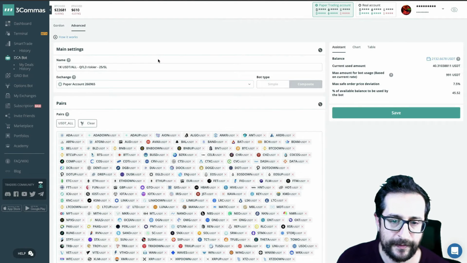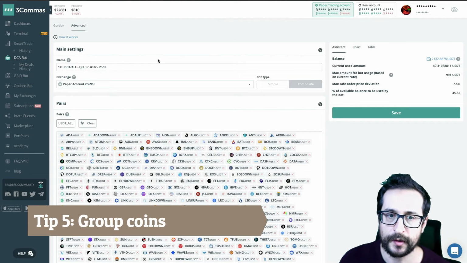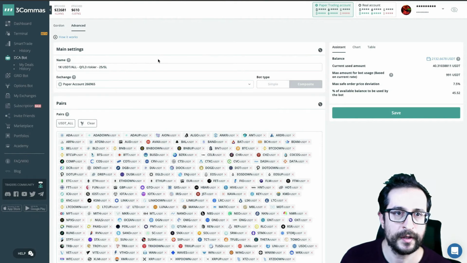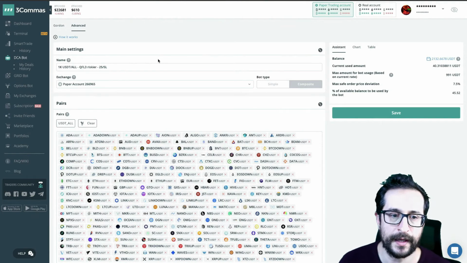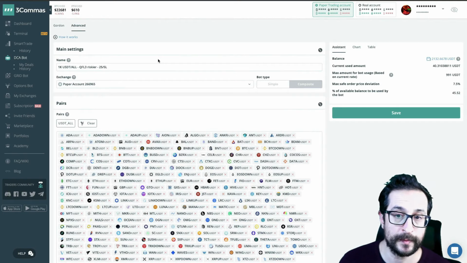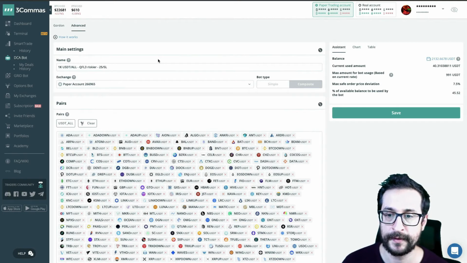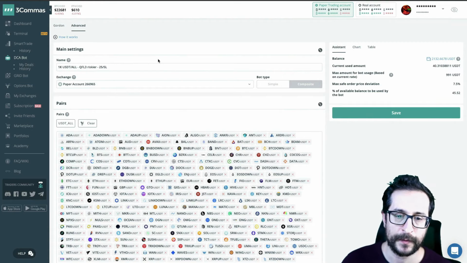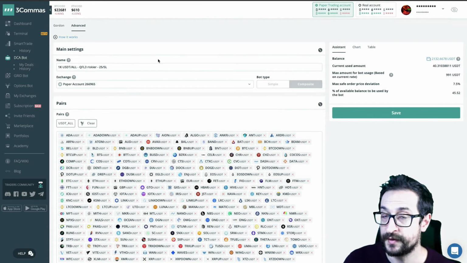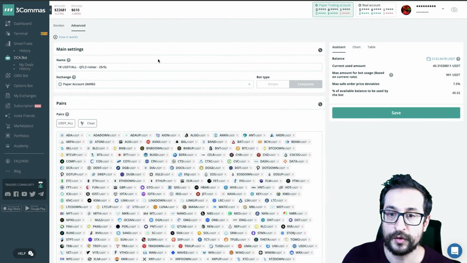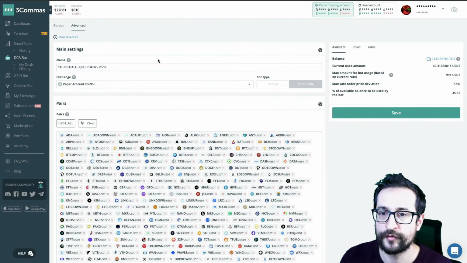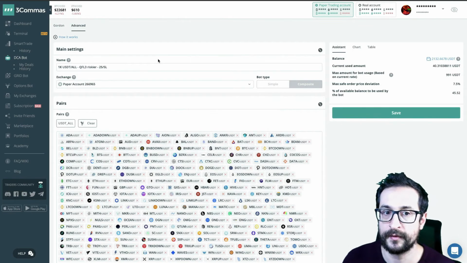So this is tip number 5. Consider splitting your bots in groups of coins. Don't necessarily have a single bot with all the coins together. One way to split the coins that could work very well is to have some bots that trade only BTC against USDT. So you can enable that bot for when BTC is bullish, and then disable it when it's bearish.